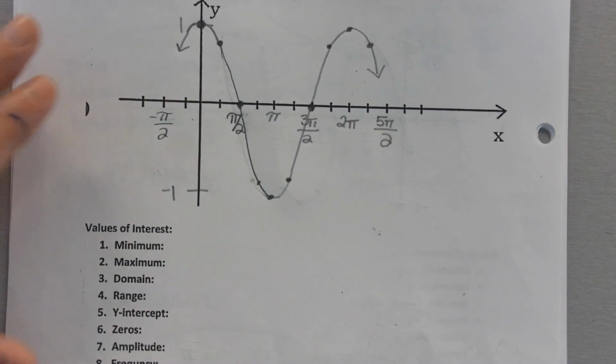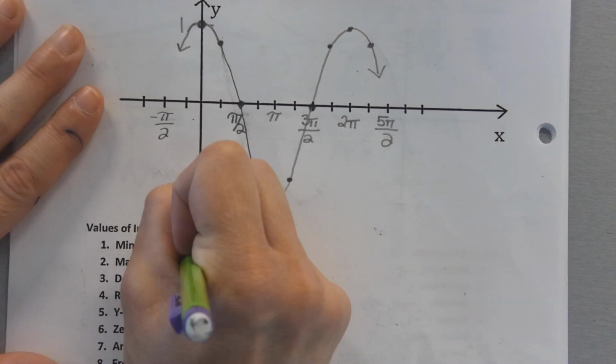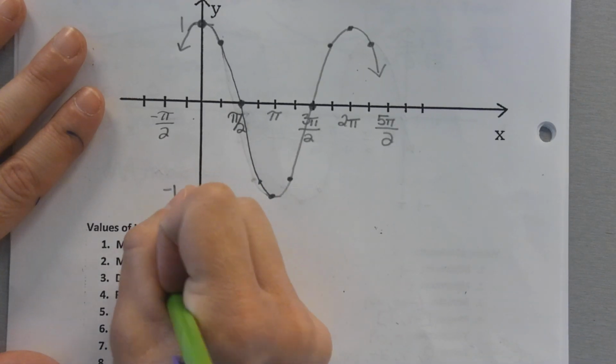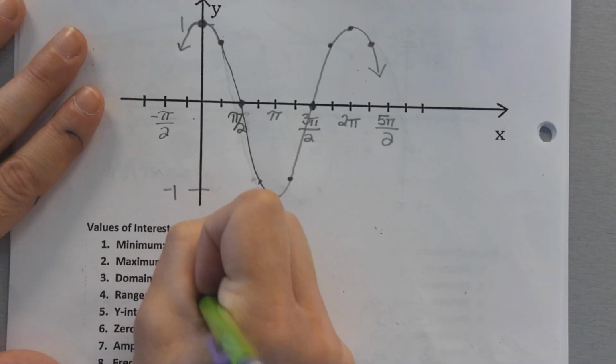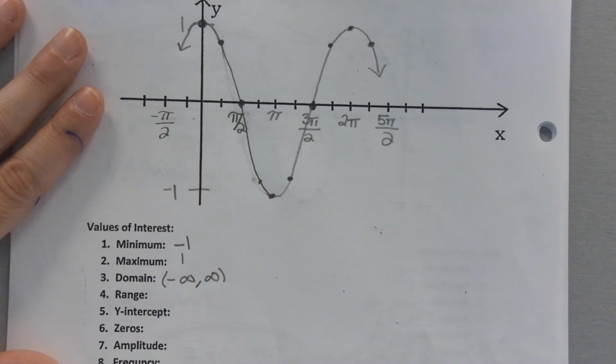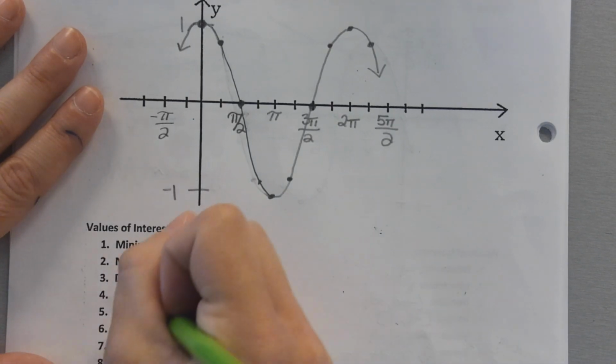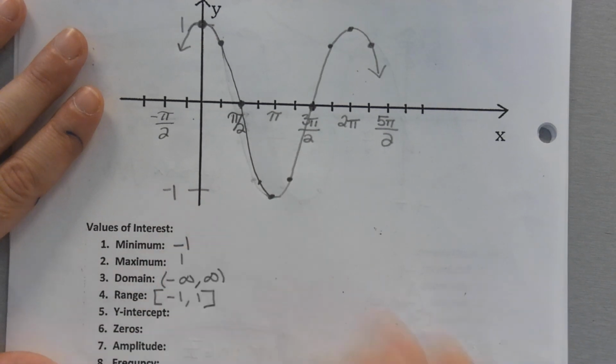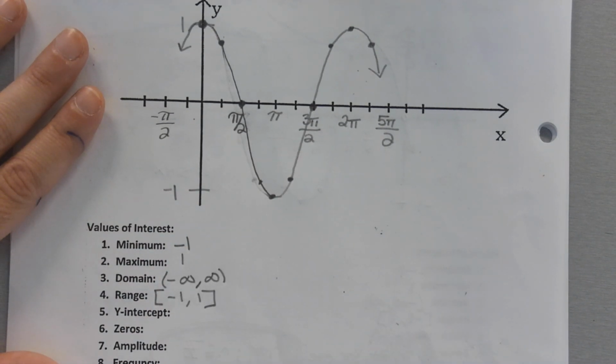Minimum. What's the lowest point on your graph? Maximum. What's the highest point? Domain. All real numbers. It's going to snake left and right and go to everything. Range is pretty small. What does it range in between? -1 and +1. Where does it touch the y-axis?